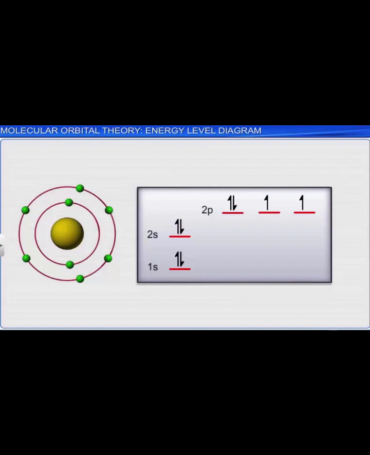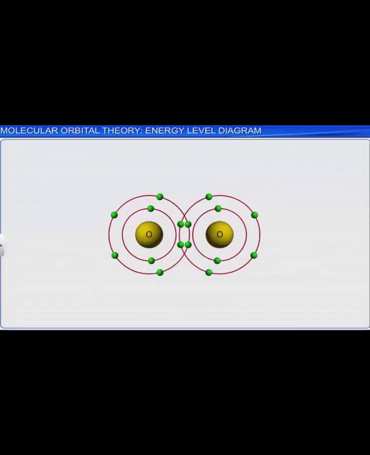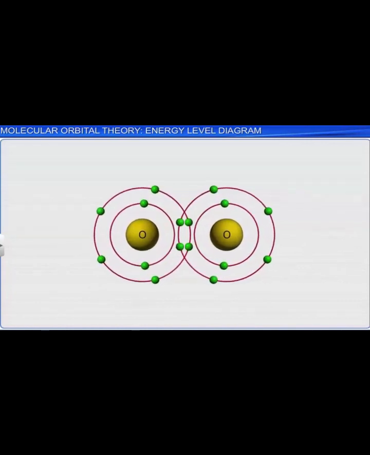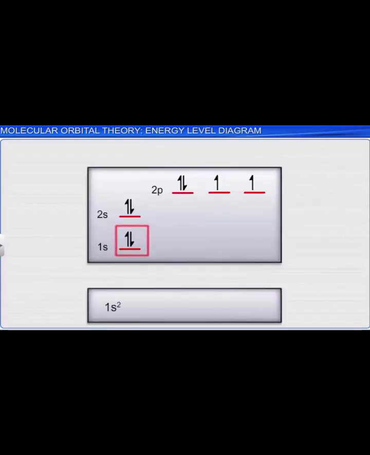For molecules formed by atoms containing more than two electrons, we will only consider the molecular orbitals formed by their valence shell and not the ones formed by their core orbitals to understand their stability. Now let's study the molecular orbitals formed in an oxygen diatomic molecule. Oxygen has the atomic configuration 1s2, 2s2, 2px2, 2py1, 2pz1.